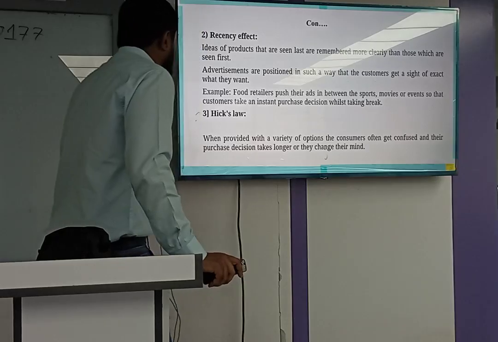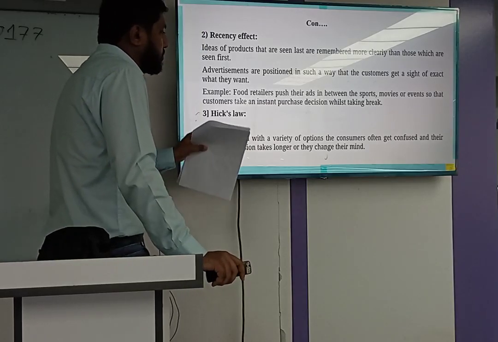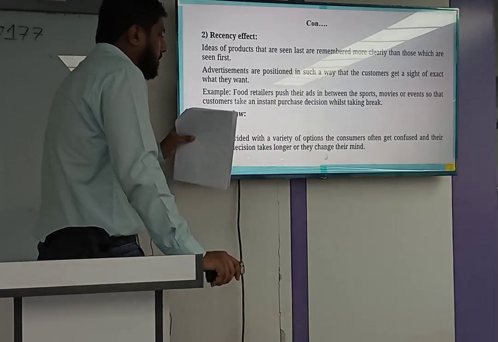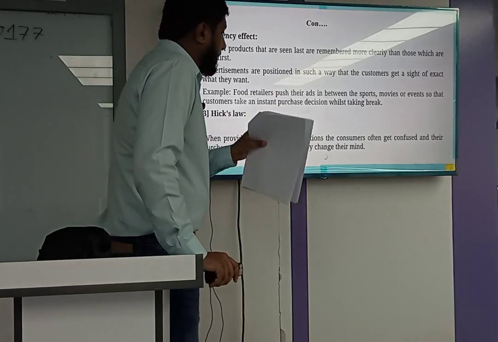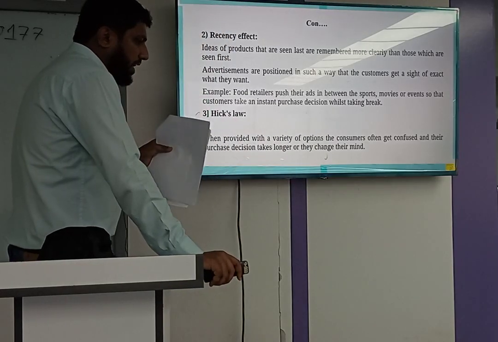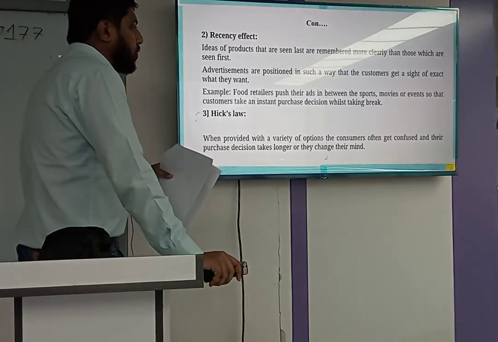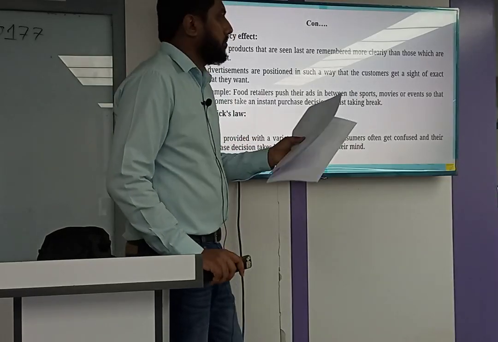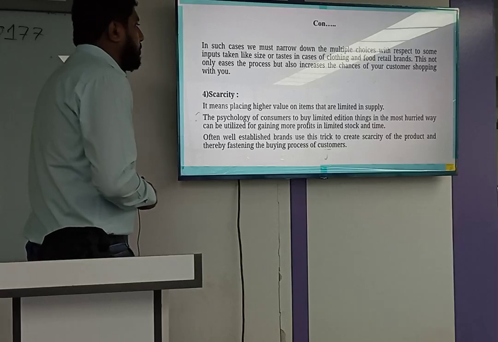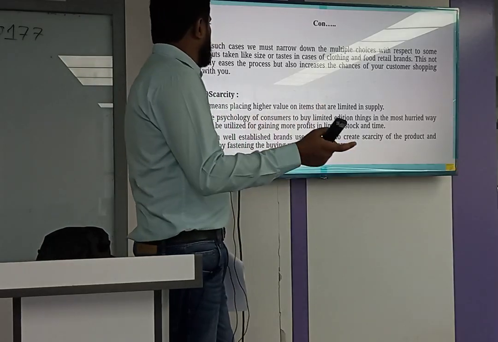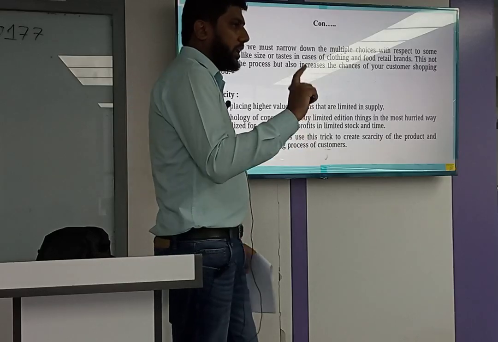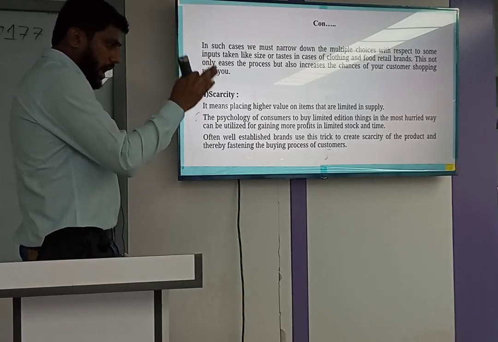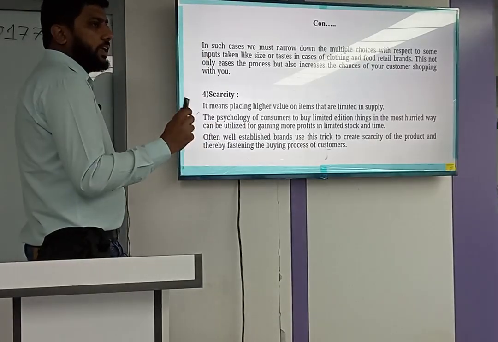Number 3, Hick's law. When provided with a variety of options, the consumer often gets confused and the purchase decision takes longer, or they change their mind. When there is a variety of options, the customer gets confused and in the end does not buy the product. So in such cases we must narrow down the multiple choices with respect to some inputs taken, like the size or taste of clothing, food, retail brands. When size and taste are verified separately, it gets easy for them to choose.